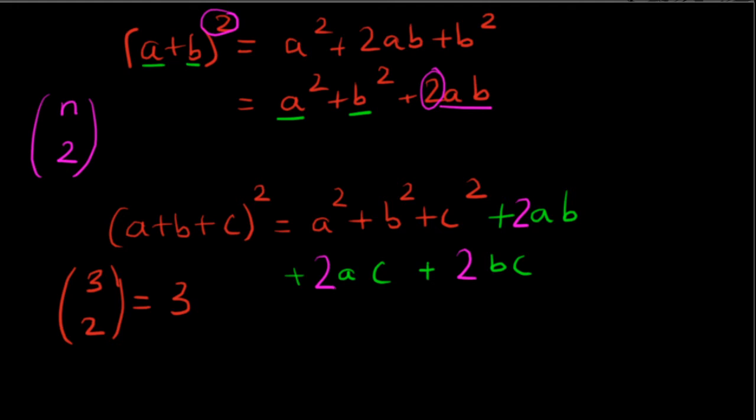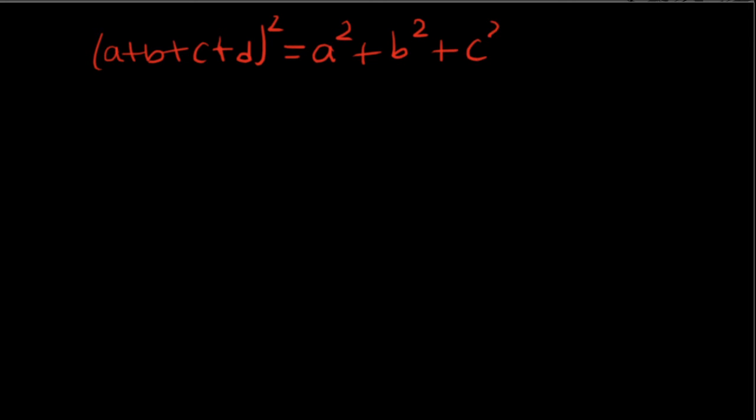What if we extend this to 4 terms? So in this example, I'll have a plus b plus c plus d quantity squared. The process remains the same. We want to first start by squaring everything inside the parentheses. In the second step, I'm going to be making groups of 2. Right now there's 4 terms. So 4 choose 2 is 6. That means there's going to be 6 groups of 2.